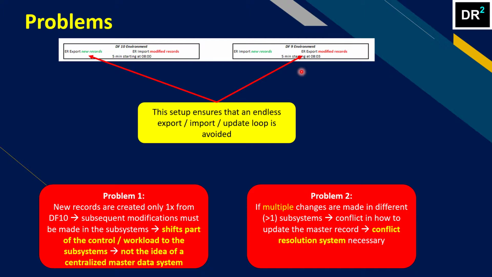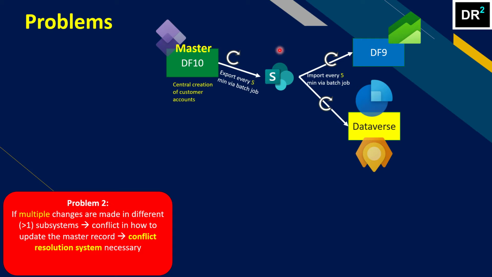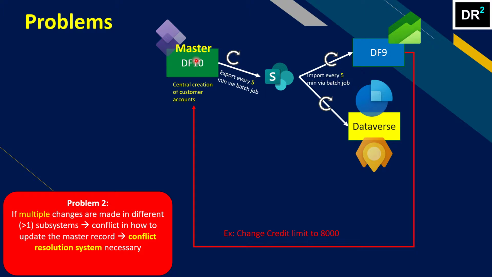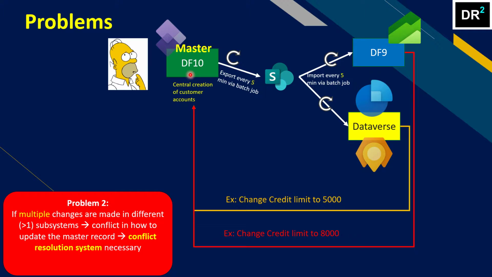But the other problem that I listed here is also something you need to consider. What happens if you have more than one child system, so DF9 plus Dataverse plus something else, and then people want to suggest different changes? So let's say DF9 says, I don't like the customer credit limit that you set up, Mr. DF10. I want to change it to 8,000. While at the same time, the people working in Dataverse say, hey, I want to have a credit limit of 5,000. So what are you doing then?